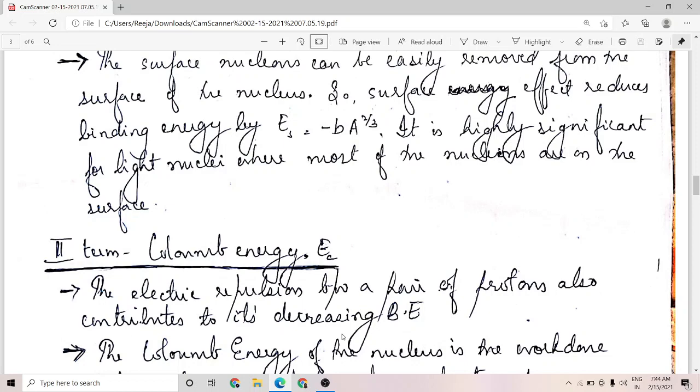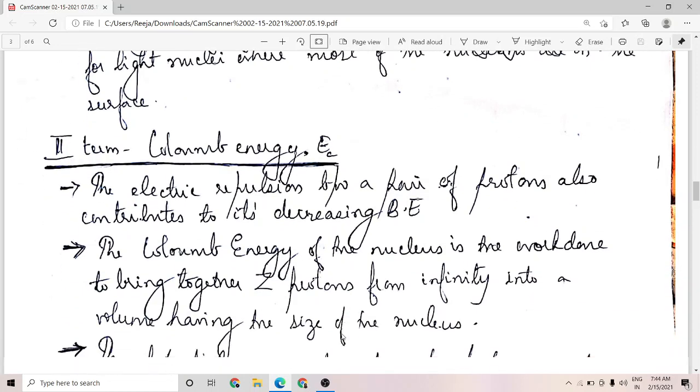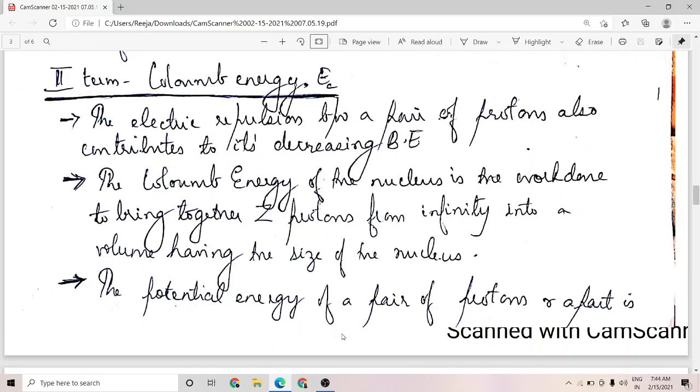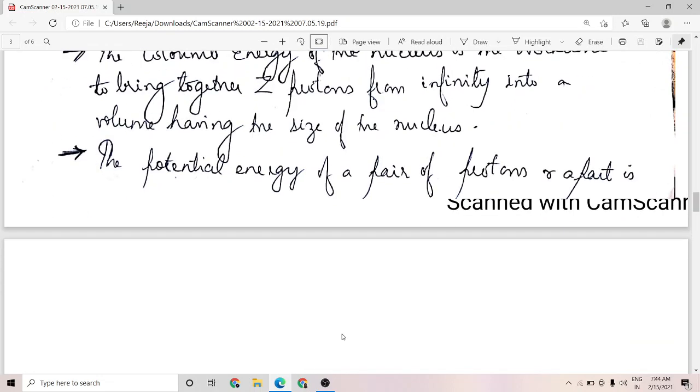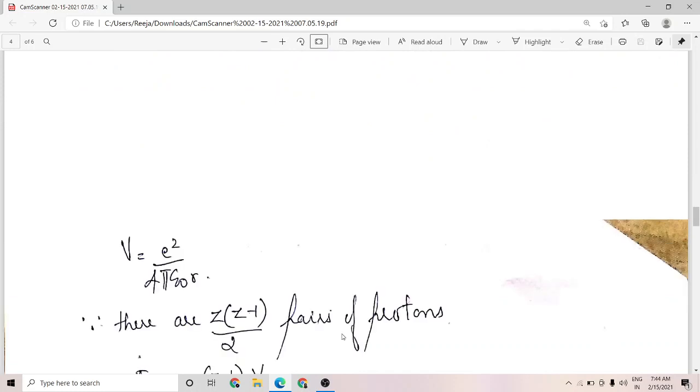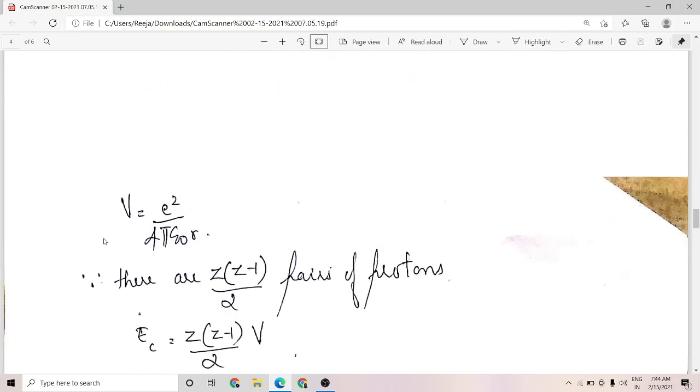Now, let us calculate the equation for the Coulomb energy term. The Coulomb energy of the nucleus is the work done to bring Z protons from infinity into a volume having the size of the nucleus. So the potential energy of a pair of protons a distance R apart is given by V equal to 1/(4πε₀) Q₁Q₂/R, or 1/(4πε₀) e²/R. Now, this is the potential energy between a single pair of protons.